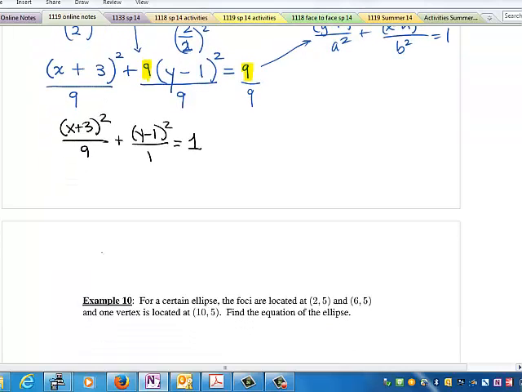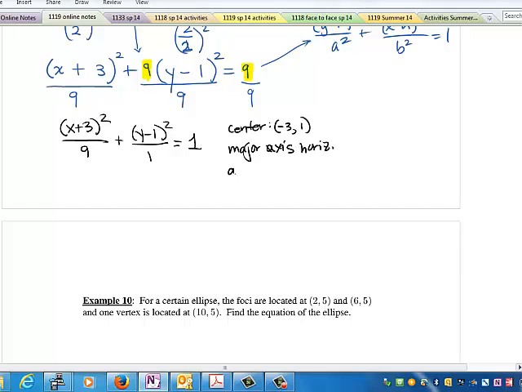From this we can see all sorts of information. We can see from the shifting that the center is negative 3, 1. X plus 3 means we're going left 3. Y minus 1 means we're going up 1. We can see that the major axis is horizontal because the larger coefficient is on the x squared term.